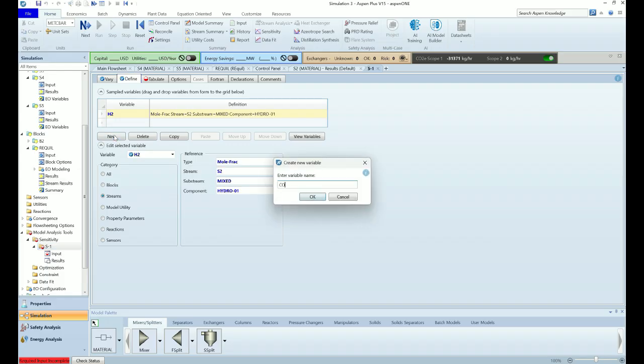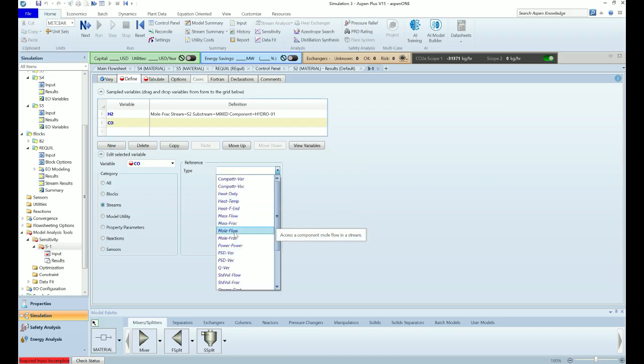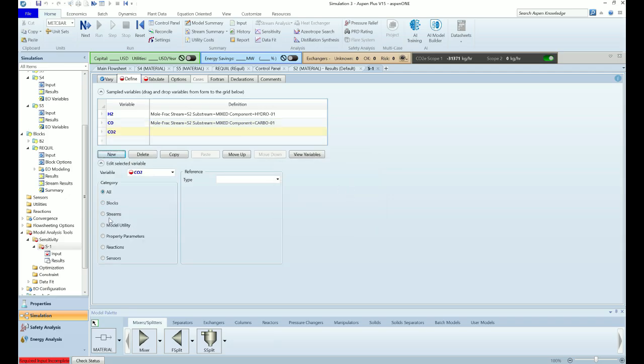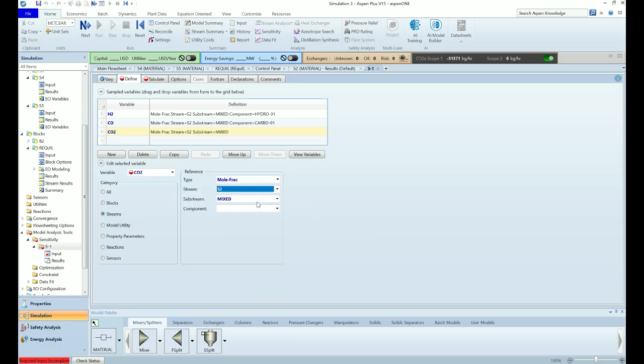I will create another variable for carbon monoxide, accessing it as a molar fraction in stream S2, considering production here of carbon monoxide, and finally another variable for accessing the fraction of CO2 in one stream. The variable is the molar fraction, stream S2.